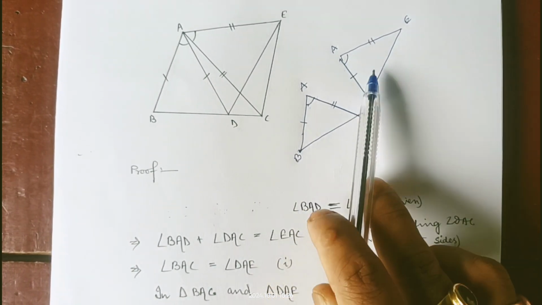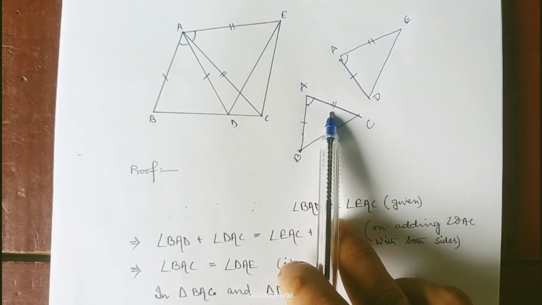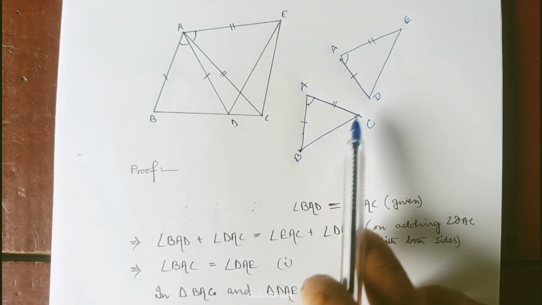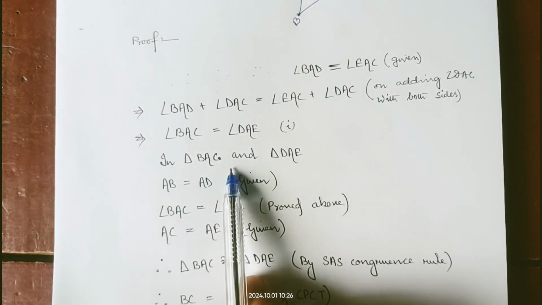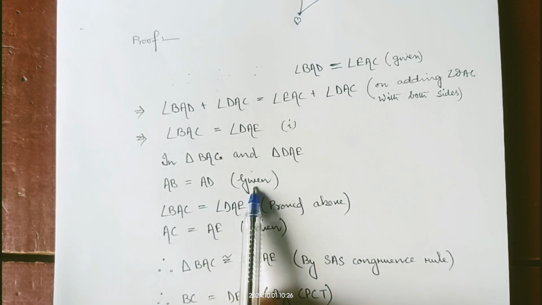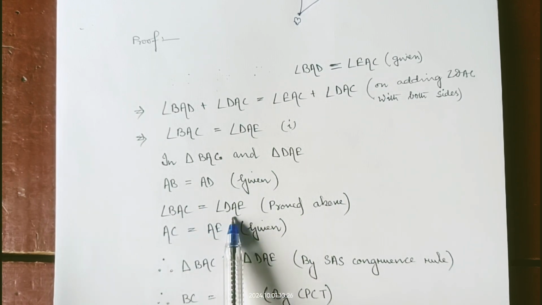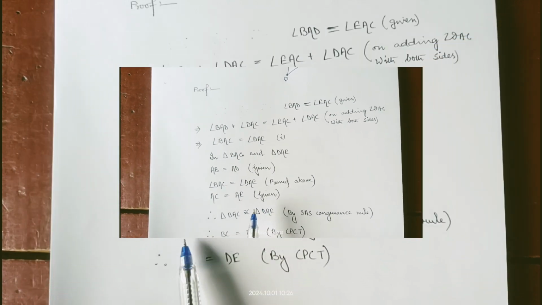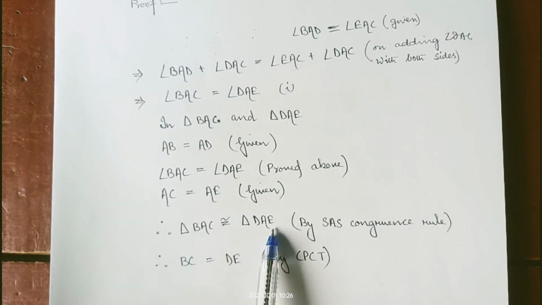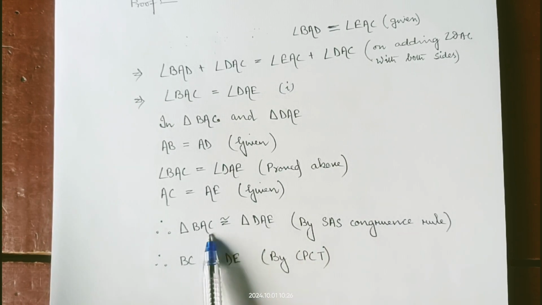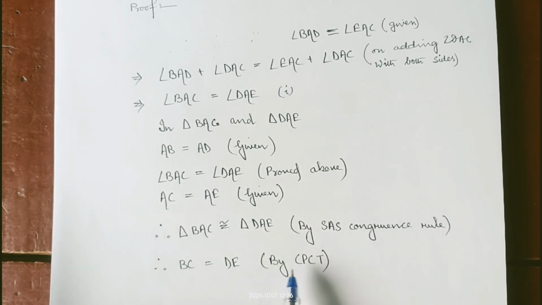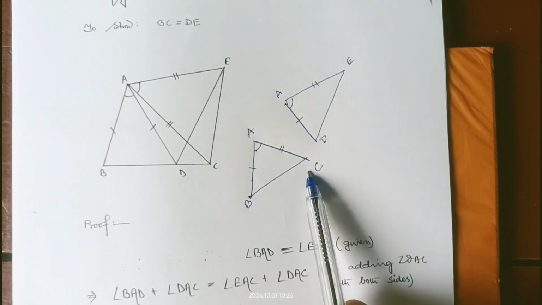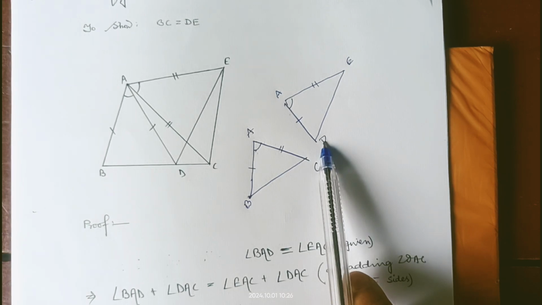Triangles will be congruent, and when triangles are congruent by side angle side, then we can write BC equals DE by CPCT. So here I have written in triangle BAC and DAE, AB equals AD, it is given. Angle BAC equals angle DAE, already we have proved here, and AC equals AE, it is also given. So triangle BAC is congruent to DAE by SAS congruence rule. Since triangles are congruent, we can write BC equals DE by CPCT. Since I have shown these two triangles are congruent by side angle side, BC equals DE. This is what I have to prove.